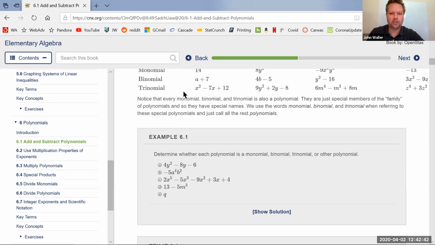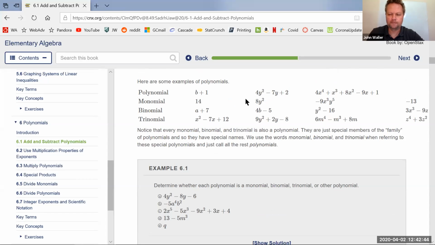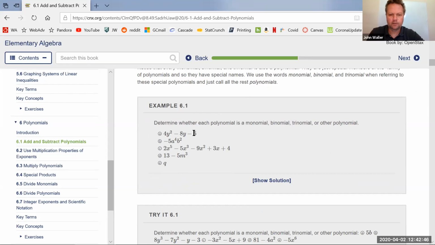Binomial, bicycle, trinomial, tricycle. Not too bad. So tell me this. Who's got this? This very first one, what type of polynomial is this? Part A, right here. Anybody? What, this one right here? Is it monomial, binomial, or trinomial? That's all I want to know.